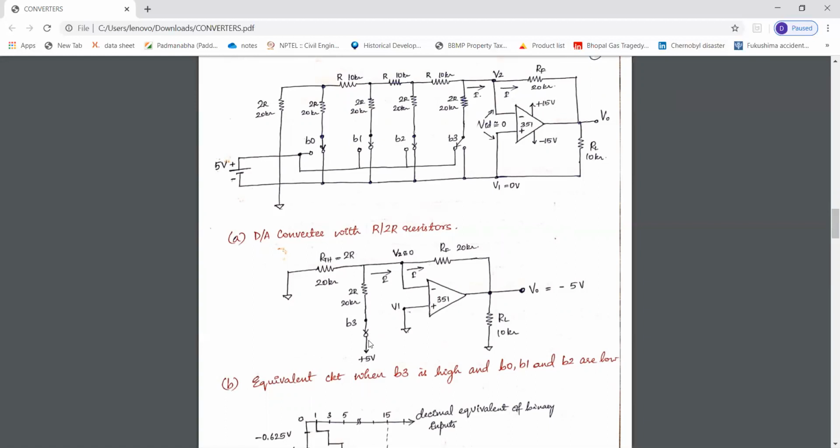this switch and to the power supply is equal to 5 by 20 kilo ohm, that is equal to 0.25 milliampere. And now this 0.25 milliampere will flow through this feedback resistor RF. So V0 will be equal to 0.25 milliampere into 20 kilo ohm, that is equal to minus 5 volts.